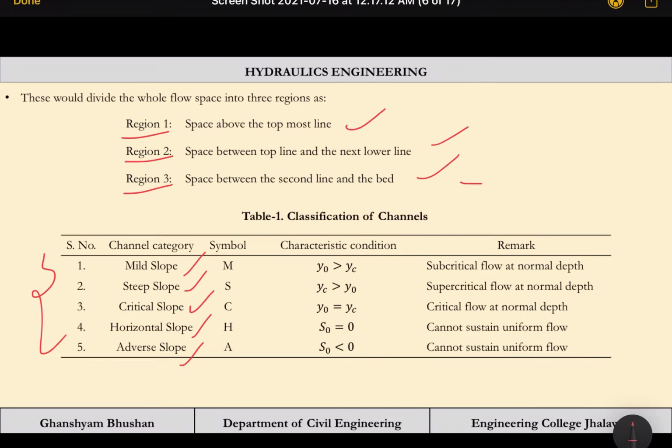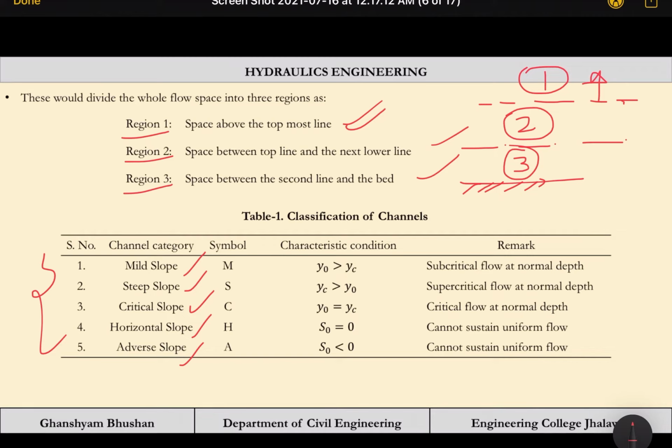So let us say this is the bed slope, this is one particular depth, this is the second particular depth. This is region 1, this is region 2 and this is region 3. What is region 1? The space above the topmost line. Region 2 is the space between the top line and the next lower line, and the remaining will be region 3. For the mild slope, the symbol is M, steep slope S, critical slope C, horizontal H and adverse A.